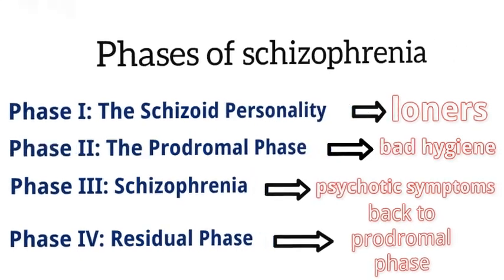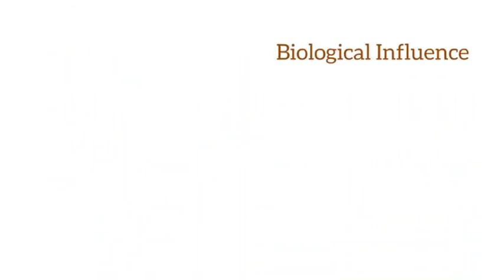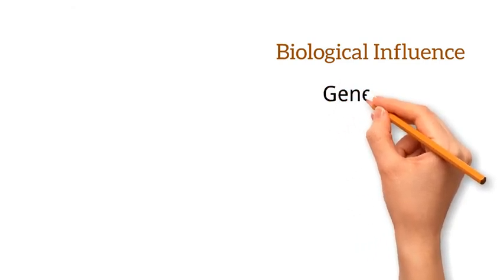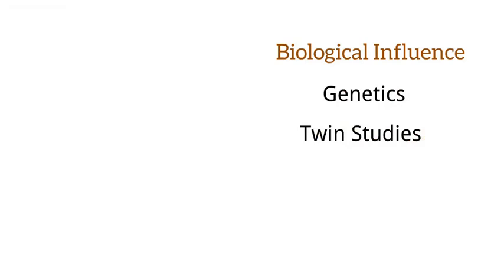Etiology of schizophrenia. The current consensus is that the etiology of schizophrenia is multifactorial. So, we can divide it into the following causes. Biological influence, which includes genetics and twin studies. The siblings or offspring of an identified client have a 5 to 10% risk of developing schizophrenia. Moreover, the rate of schizophrenia among monozygotic, identical, twins is 4 times that of dizygotic twins.